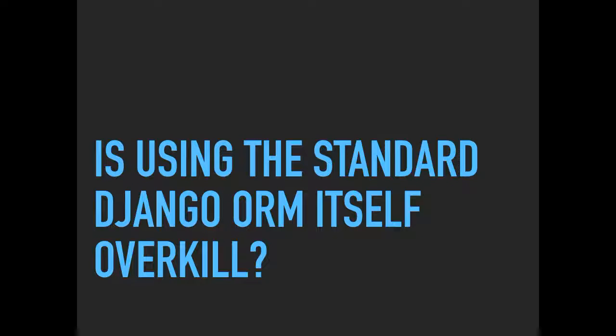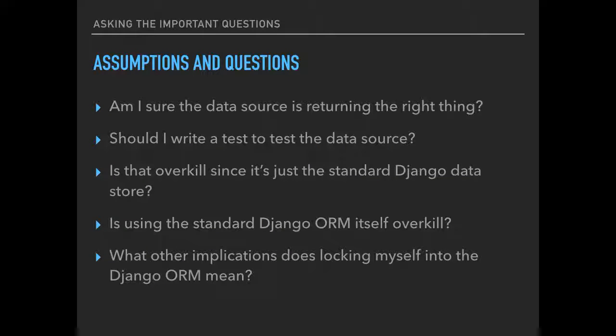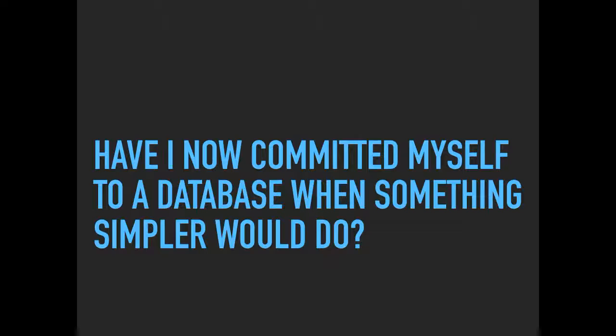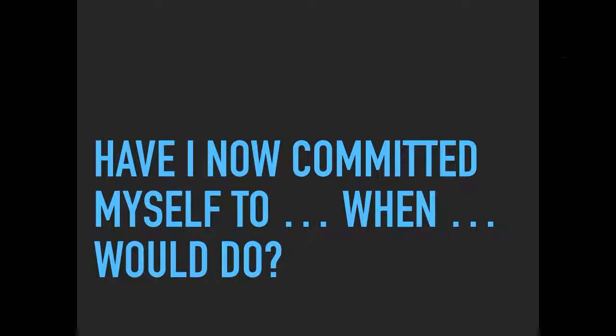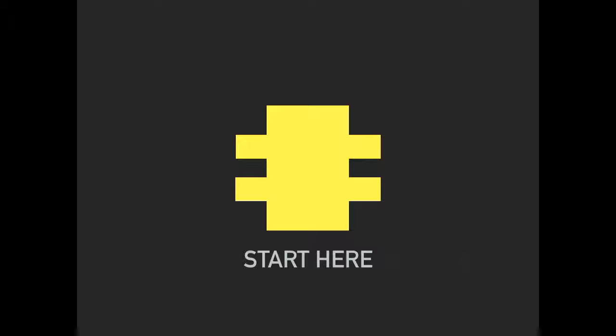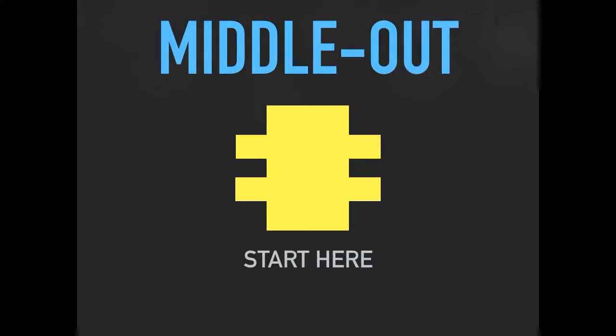Maybe using the standard Django ORM itself is overkill. So I have a lot of assumptions and questions, and it all sort of leads to me asking, what other implications does locking myself into the Django ORM mean? Have I committed myself to Django when something simpler would do? Have I committed myself to a database when something simpler would do? Basically, have I committed myself to blank when blank would be better? So looking back at the architecture, what I want to do is start developing here, which is why I call this middle-out development.